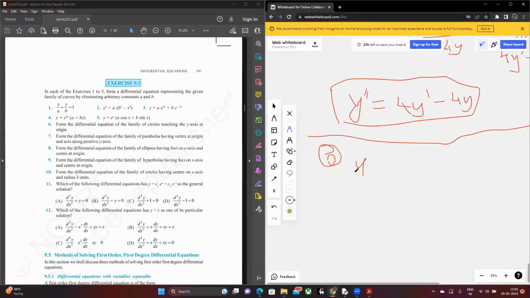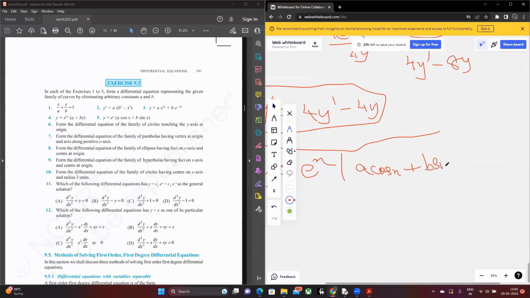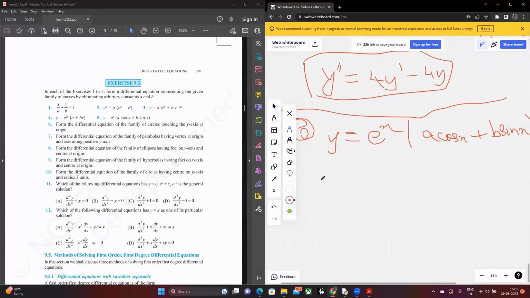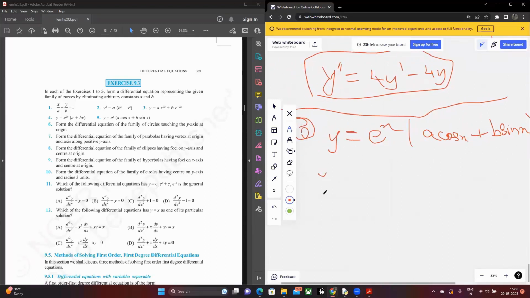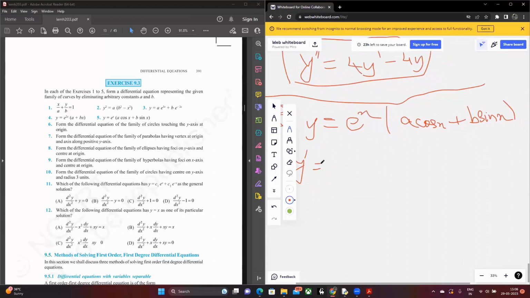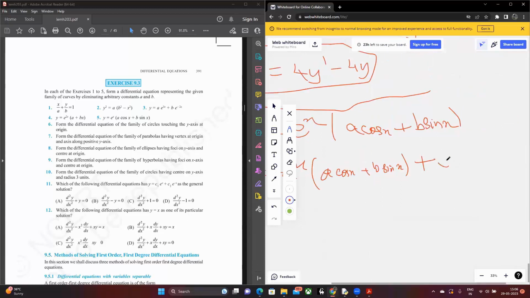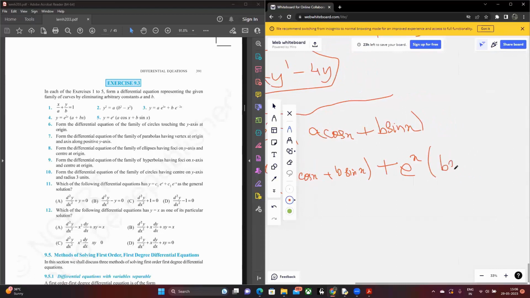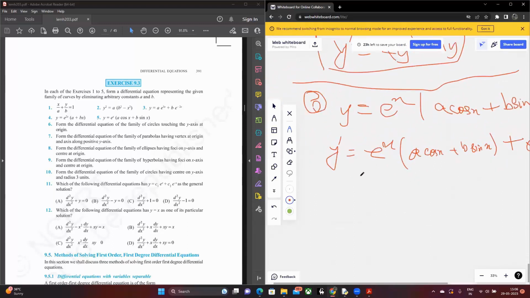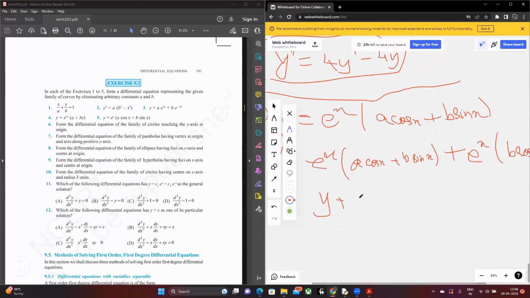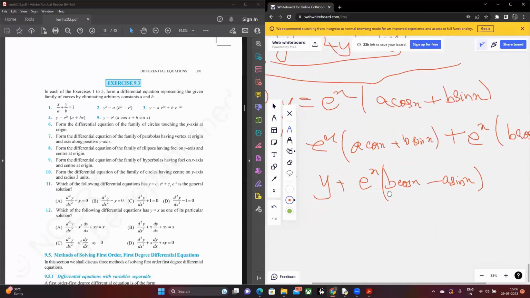Question number 5. y equals e power x into a cos x plus b sin x. Here, first of all, again, we have to do two differentials. First one is y dash is e power x into a cos x plus b sin x plus e power x into b cos x minus a sin x. This is basically y plus e power x into b cos x minus a sin x, right?